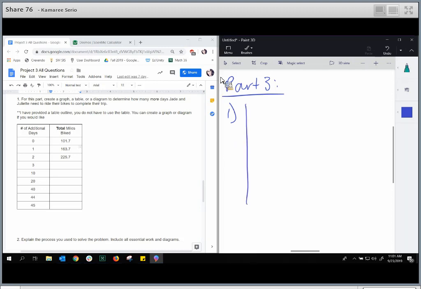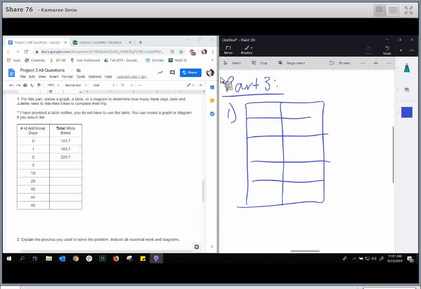So I'm going to copy part of the table. I'm not going to do all the table, but I'll show you how to do it. So we use 0, 1, 2, 3, and then 10. So you're given 101.7. Remember, this is their starting point. That's the constant, which is why it has a 0. And then remember that the prompt said that they are biking an additional 62 miles per day. So when I increase by 1 day, I am also increasing by 62 miles, right?